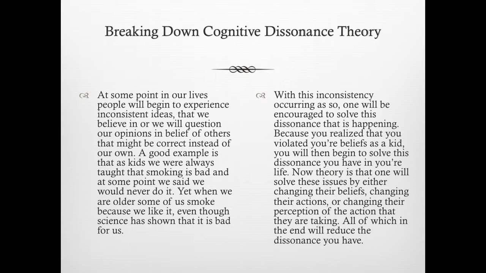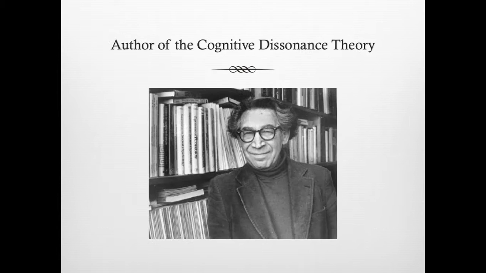With this inconsistency occurring, one will be encouraged to solve this dissonance that is happening, because you realize that as a kid you violated your beliefs. You will then begin to solve this dissonance that you will have in your life. Now, the theory is that one will solve these issues by either changing their beliefs, changing their actions, or changing their perception of that action that they are taking, all of which in the end will more than likely greatly reduce your chances of dissonance.